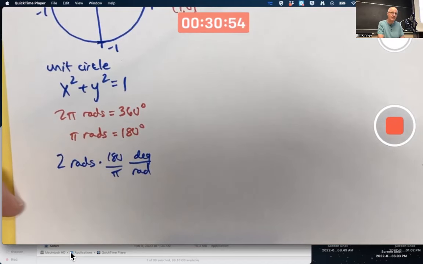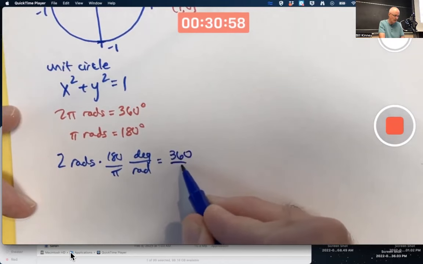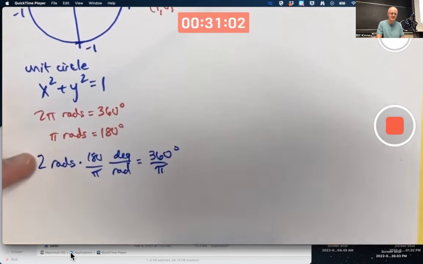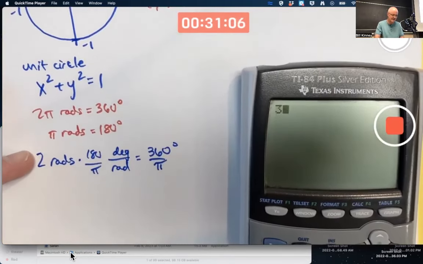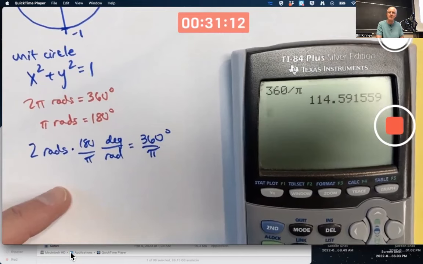Kind of a weird angle, isn't it? It's going to be 360 over pi degrees. Whoa, that's weird, but it's still valid. Should be a bit bigger than 90. 360 divided by pi is 114.6 degrees approximately.